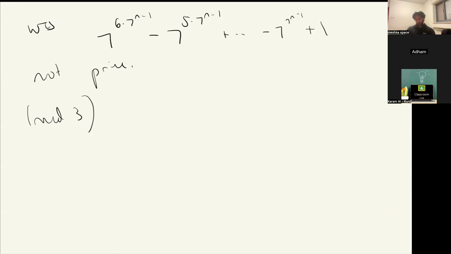So 7 is what mod 3? 7 itself is 1 mod 3. Oh yeah, so these are all 1 mod 3, right? So then we'll just have 1. Yeah, okay. So it won't work, right? Yeah, it won't work.